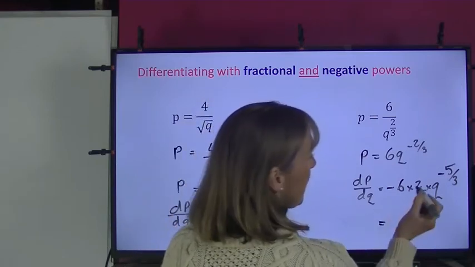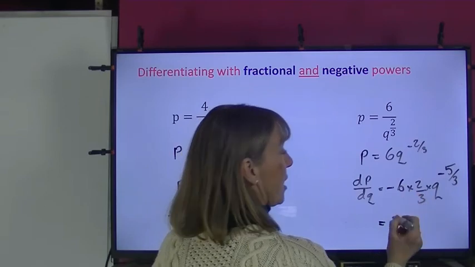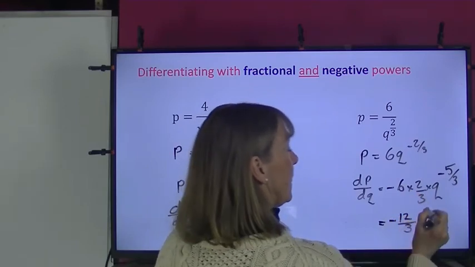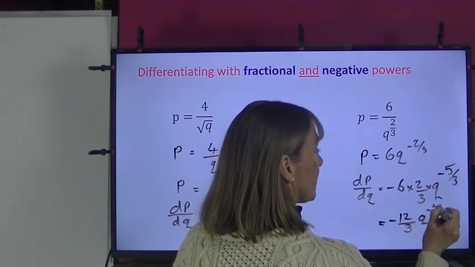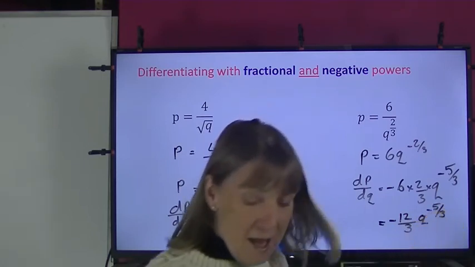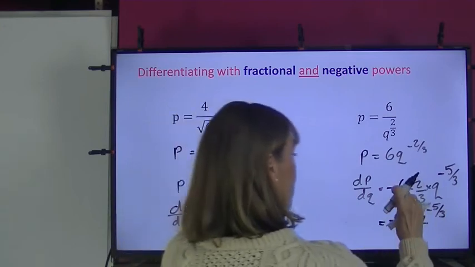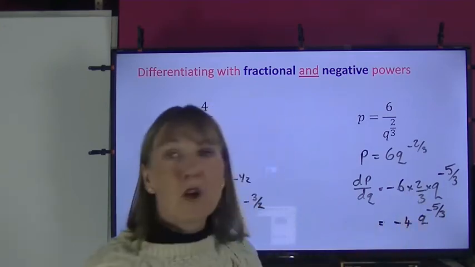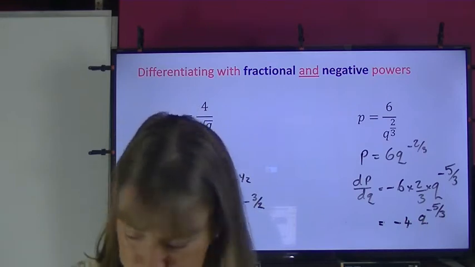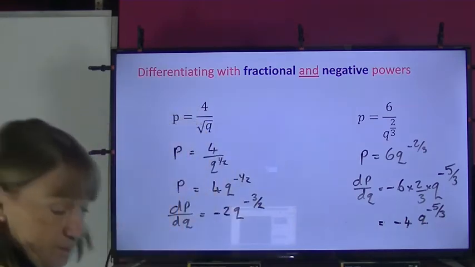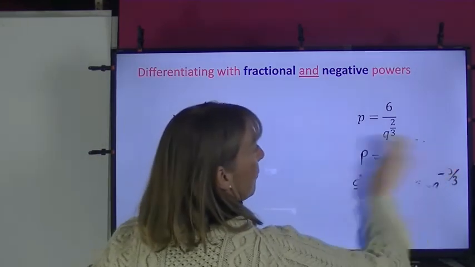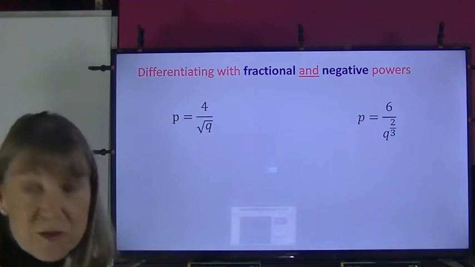So let's tidy this up a bit. I'm going to multiply only the top of the fraction, so I've got minus 12 over 3, q to the minus 5 over 3, and I've run out of space, so I'm just going to make that minus 4. 12 over 3 is 4. And then just one more slide of symbolic powers, which in some ways are easier.